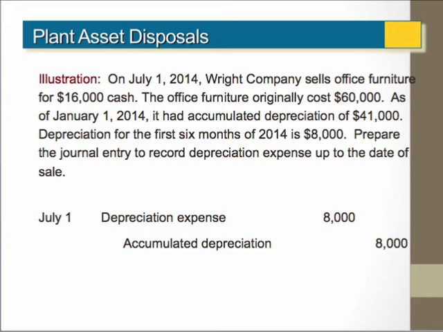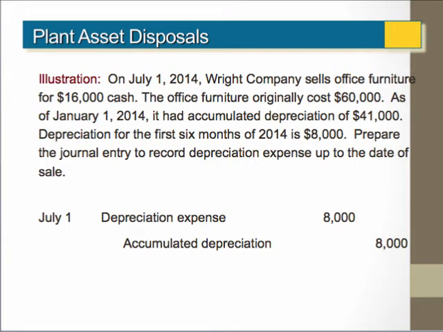So here's an example. On July 1st, 2014, Wright Company sells office furniture for $16,000. The office furniture originally had a cost of $60,000 and had accumulated depreciation of $41,000. The depreciation for the 6 months in 2014 is $8,000. So what's the journal entry first to record the depreciation expense for 2014?